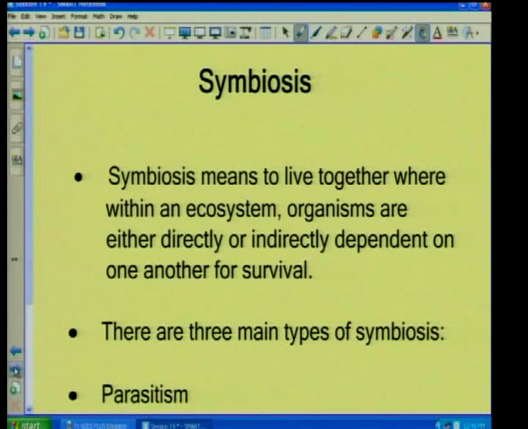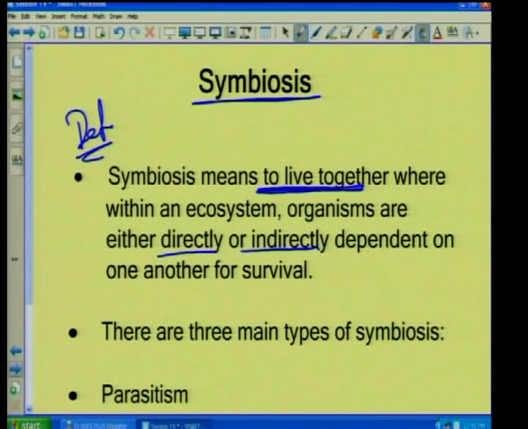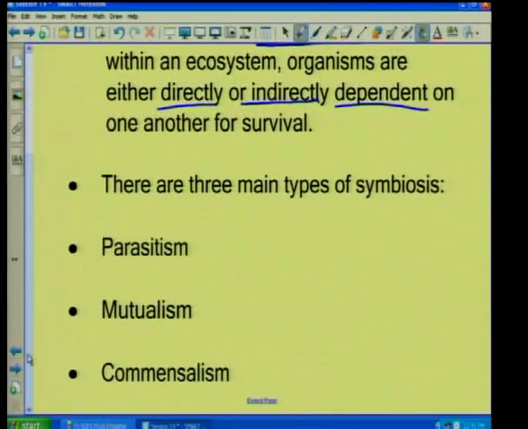Okay, people, when we look at symbiosis, symbiosis means to live together. That's what the word symbiosis means, where within an ecosystem, organisms are either directly or indirectly dependent on one another for survival. We've done this definition before. Please make sure that you know it. It's that organisms are either directly or indirectly dependent on each other to survive, like the grass and the buck and the lions and the cheetahs. Now there are three main types of symbiosis.